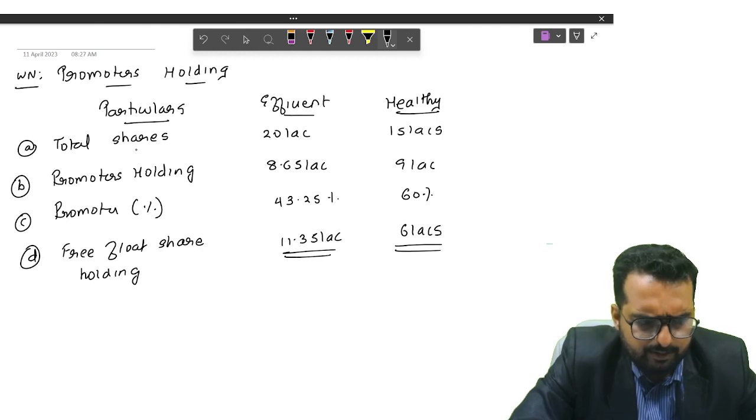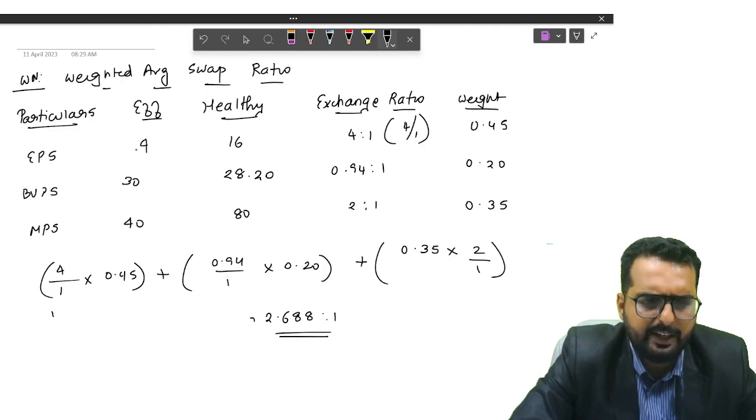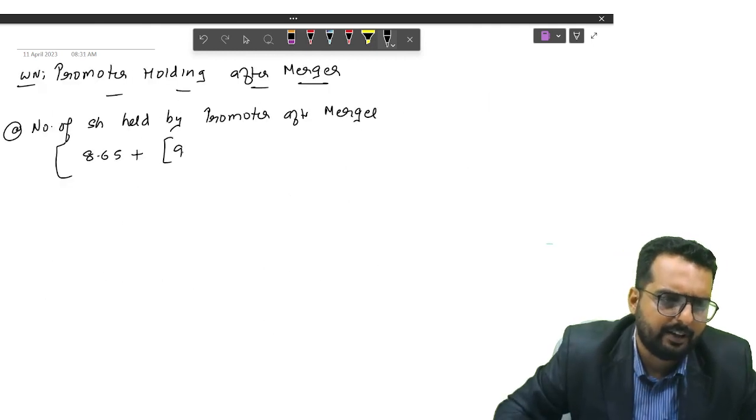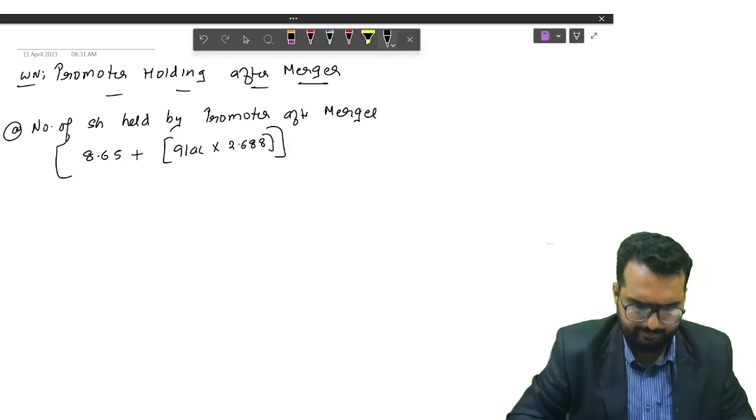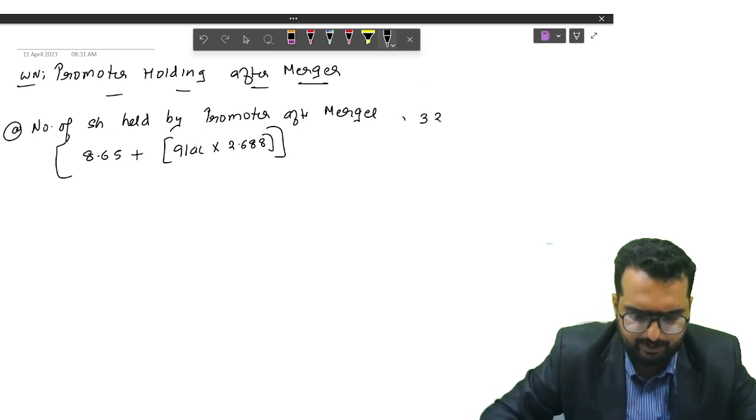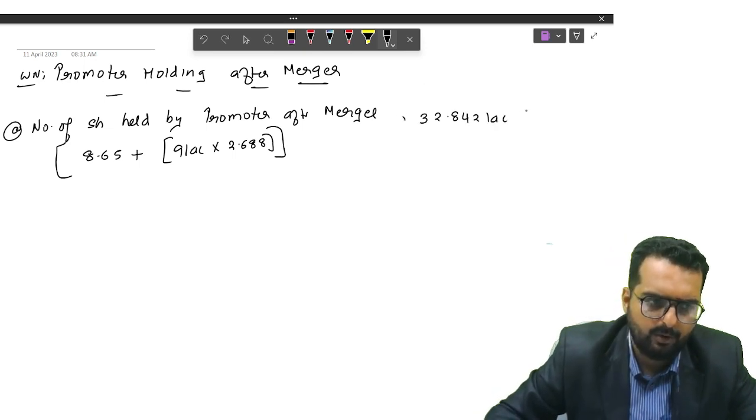He was having, I think, 9 lakhs. Correct. Now he is getting 2.688 for that 9 lakh shares. 9 lakh into 2.688. Do you get the answer as 32.842 lakh shares?